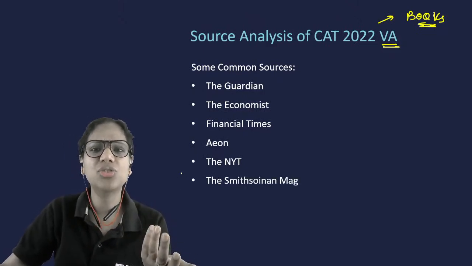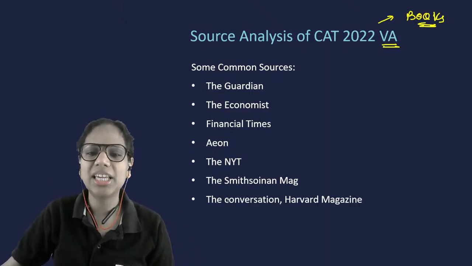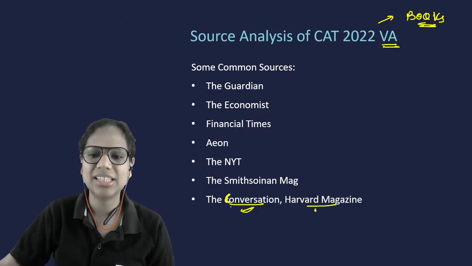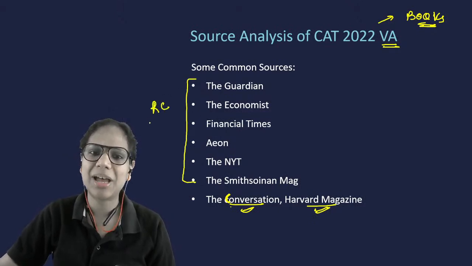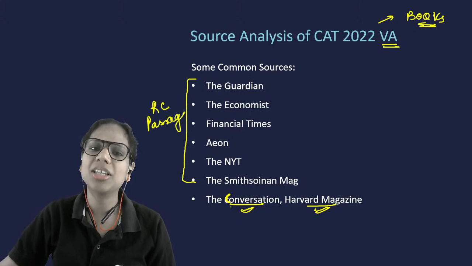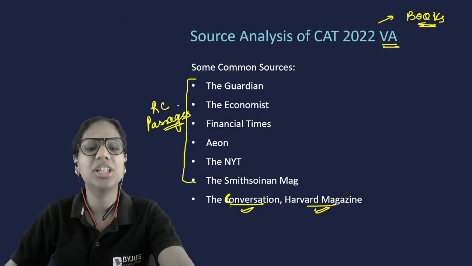We recommend all of these to you for RCs as well, don't we? And some new ones that I came across, The Conversation, Harvard Magazine, these two magazines were the new ones I came across. So, if you have been reading from these sources for your RC passages, the reading part, that means you are reading for VA also automatically. You need not worry separately.